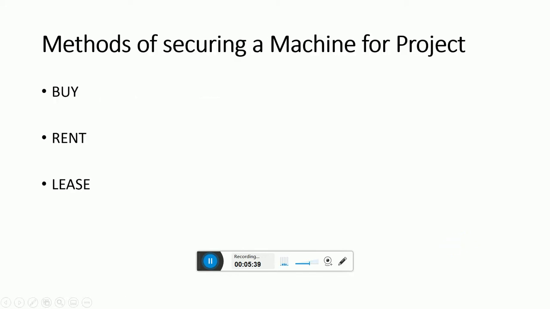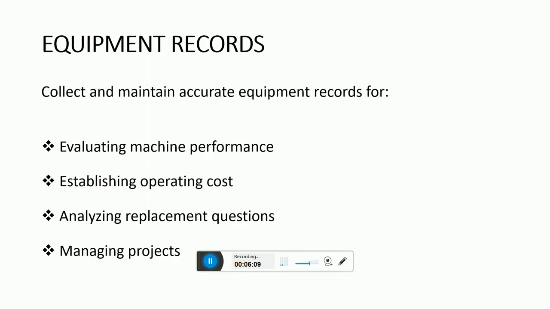As I mentioned earlier, there are three methods which we can use for securing a machine. A contractor can buy a machine, and he has its ownership cost. Then he can rent a machine, and there are definitely the operating costs. And the third method is that he can lease a machine.